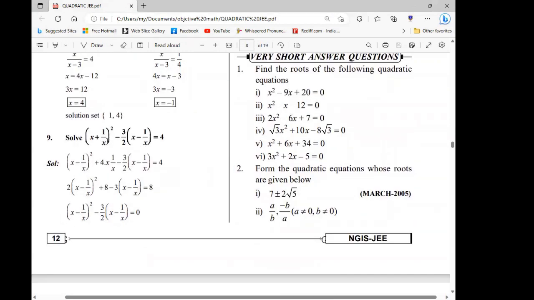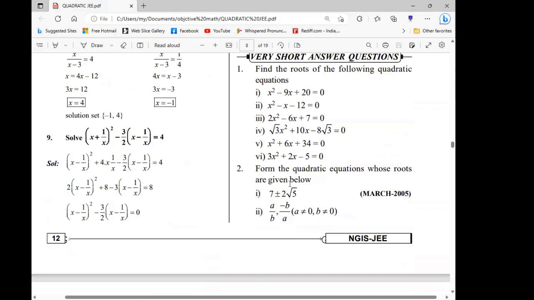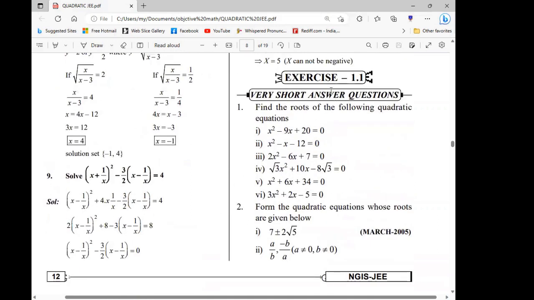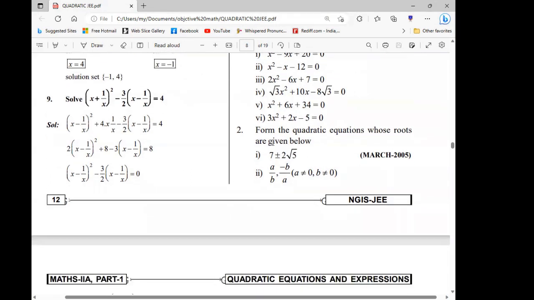In the same way, solve this equation also: x plus 1 by x whole square minus 3 by 2 of x minus 1 by x equal to 4. And try to solve this exercise 1.1 completely. Find the roots of the following quadratic equation. You know how to find them: use the formula x equal to minus b plus or minus root of b square minus 4ac by 2a.